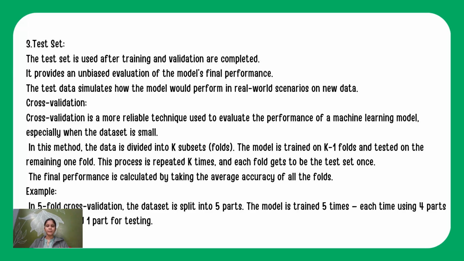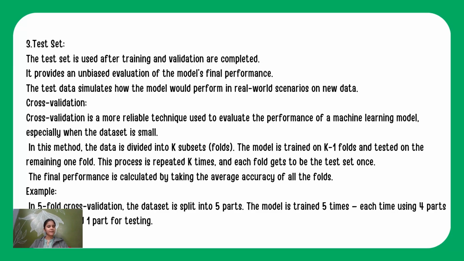Cross validation is a more reliable technique used to evaluate the performance of a machine learning model, especially when the dataset is small. In this method, the data is divided into k subsets, called folds. The model is trained on k-1 folds and tested on the remaining one fold. This process is repeated k times and each fold gets to be the test set once. The final performance is calculated by taking the average accuracy of all the folds.